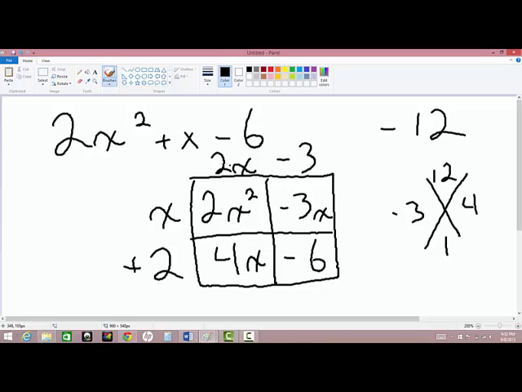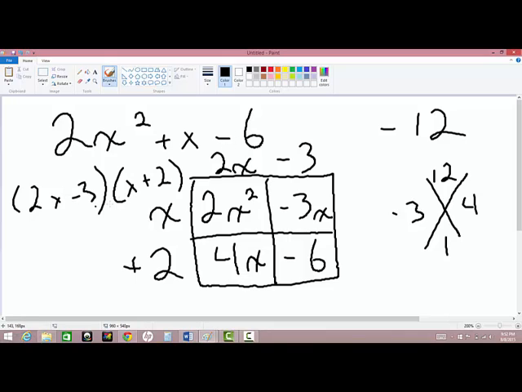Now, if we look at what's on top and what's going vertically across the side of this box here, those actually are the factors for this trinomial. So 2x minus 3, and we have x plus 2. If we were to FOIL this out like we did last time, 2x times x gives us the 2x squared. Those are the first terms. Negative 3 times a positive 2 gives us a negative 6, which is what we have here.